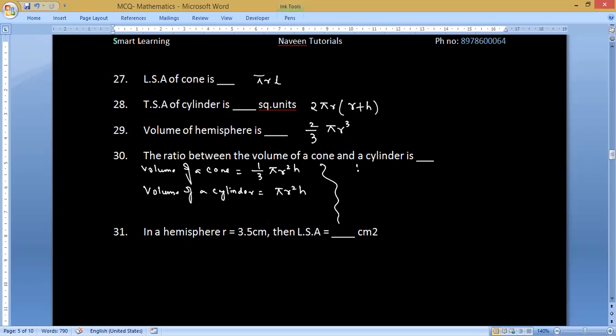So we'll write the volume of a cone first: 1 by 3 pi r square h, ratio pi r square h. I can cancel pi and pi, r square and r square, h and h. So the leftover will be 1 by 3 is to 1, which is 1 by 3 by 1, that is 1 by 3. That is 1 is to 3.